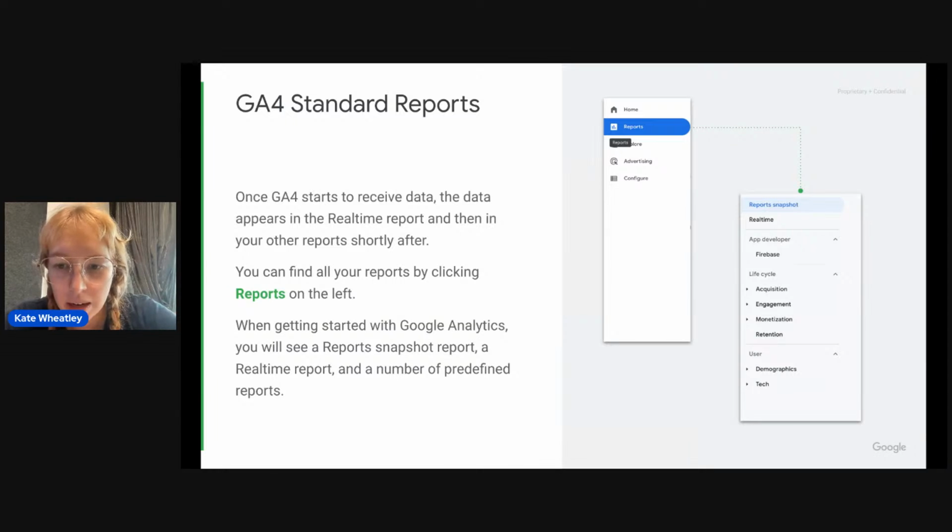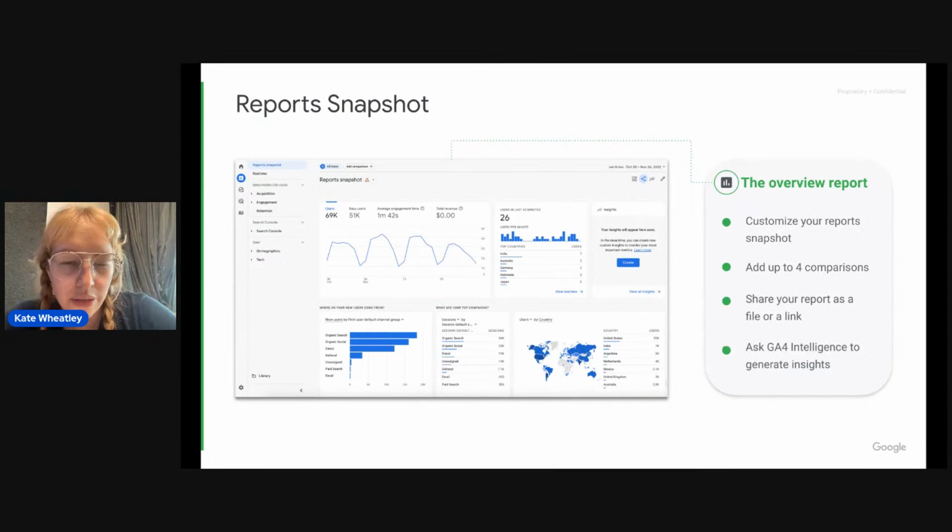So that is your out-of-the-box section. The first report in there is the snapshot. This is just an overview of the key data points on your site. This is something that can be customized, so you can choose what you would like to show up in here as your initial snapshot overview of your site. You can add comparisons. This is similar to how we had segments in UA. Comparisons allow you to look at a subset of your data. You can add up to 4 of those at a time on the snapshot.